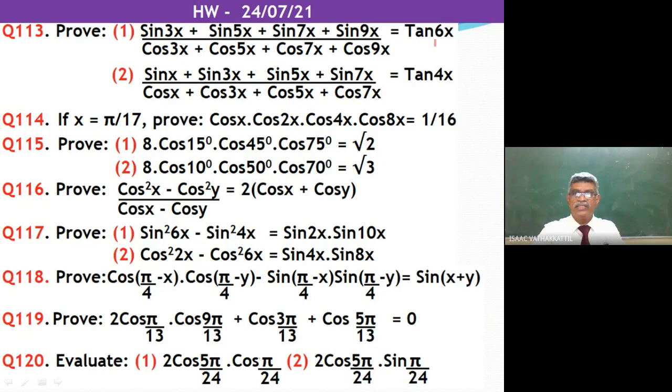Again, the first one is the same way. You may combine sin 3x plus sin 9x. Again, sin 7x plus sin 5x. Sin C plus sin D, and denominator cos C plus cos D. First and second same way. Now, 114th is the same or similar question to what we have done right now. It was pi by 17; earlier it was pi by 16. This is pi by 17. And this 115, we have done a very similar question with the sine. This is with the cos.